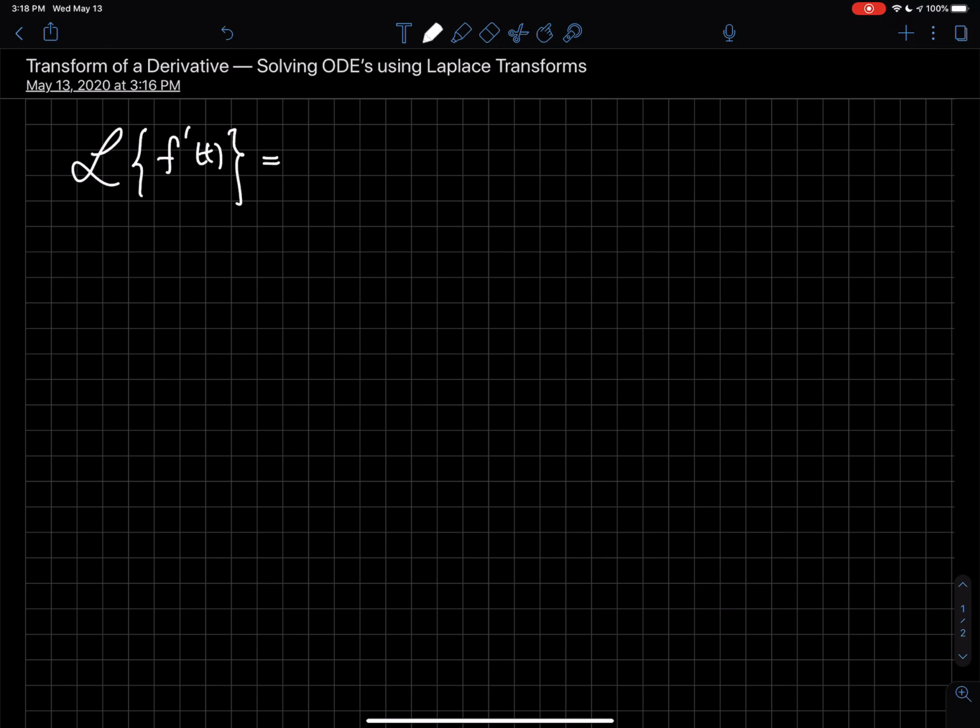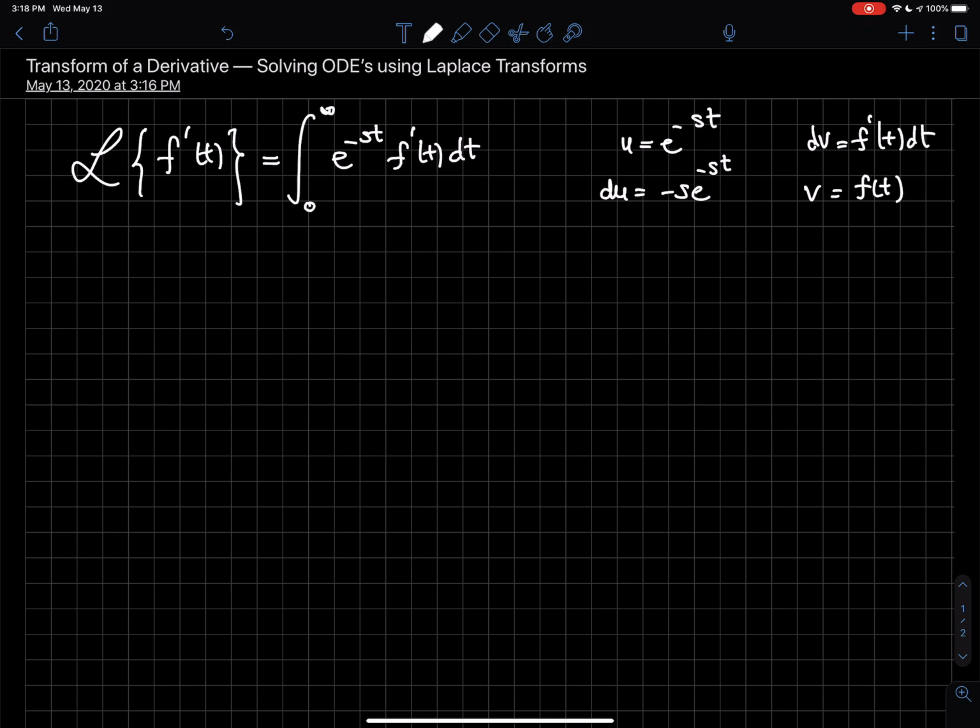Now I'm trying to find a Laplace transform of f prime of t, so fundamentally all I have is the definition. So I use the definition, e to the minus st f of t, but f of t here is f prime of t dt. Now if I conduct the integration by parts process, I'm going to let my u be e to the minus st. My dv will be f prime of t dt. My du will be minus s e to the minus st, and my v will be f of t.